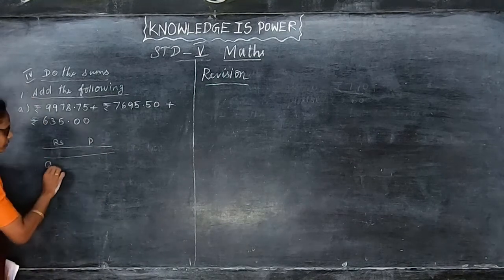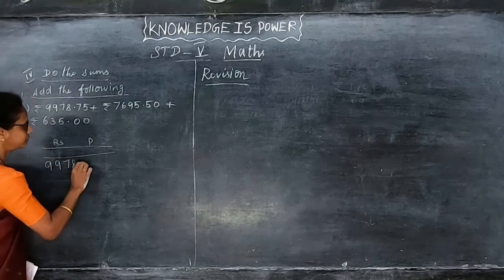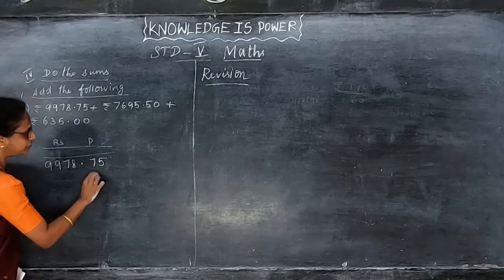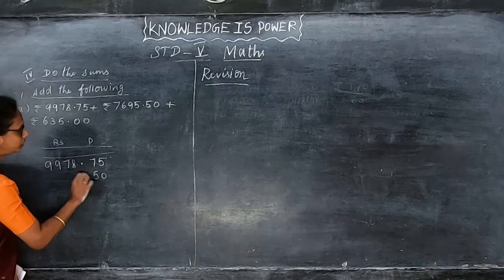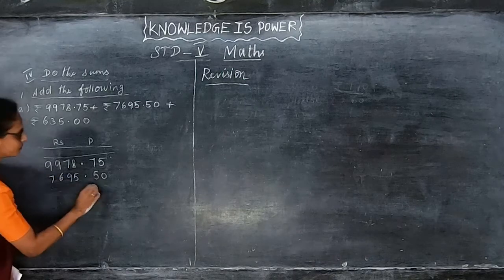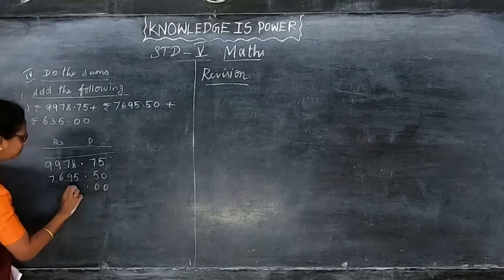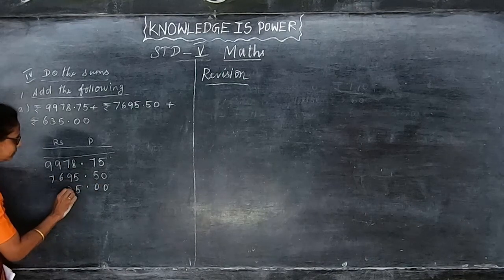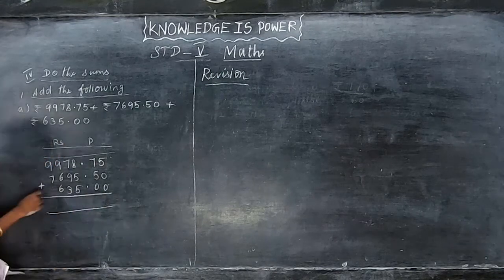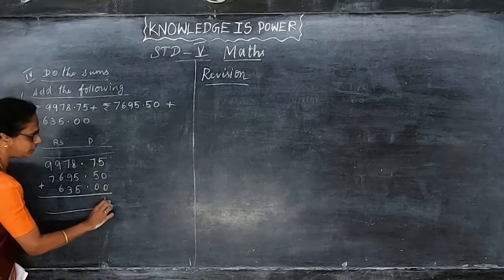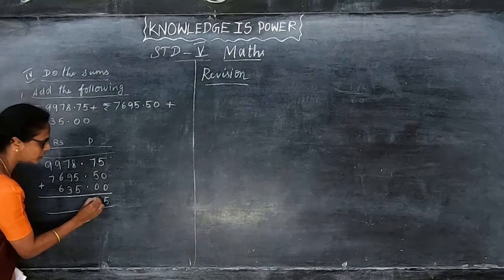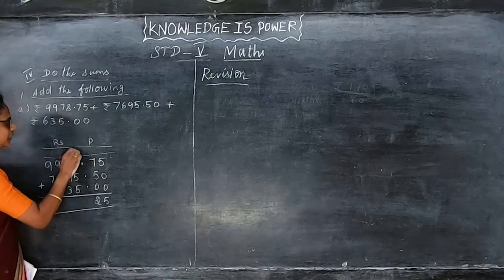Now, 9,978, put the dot and 75 paise. Then the 50, then put the dot here, 5, 9, 6 and 7. 0, 0, 5, 3 and 6. So you put the plus sign and add. 5 plus 0 is 5. 7 plus 5 is 12. 12 plus 0 is 12 only. So you put 2 and carry over 1.